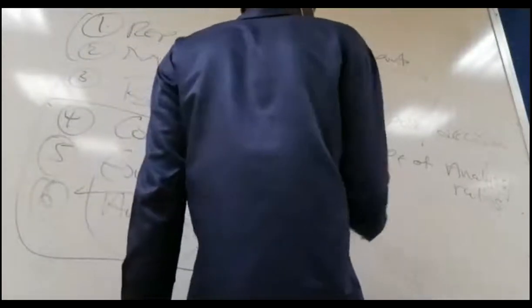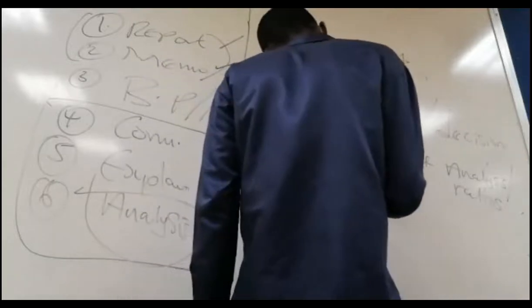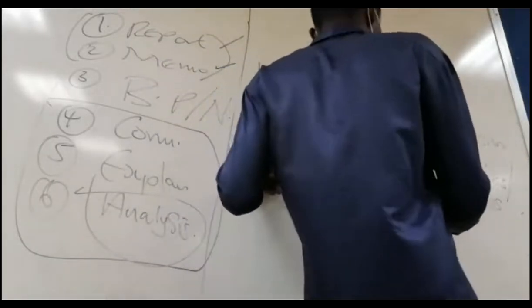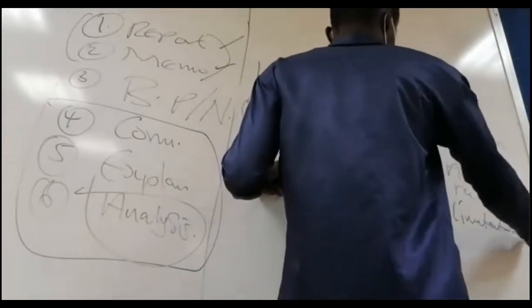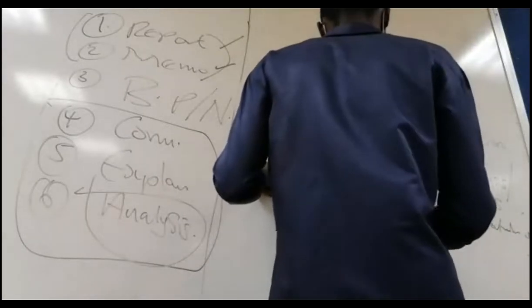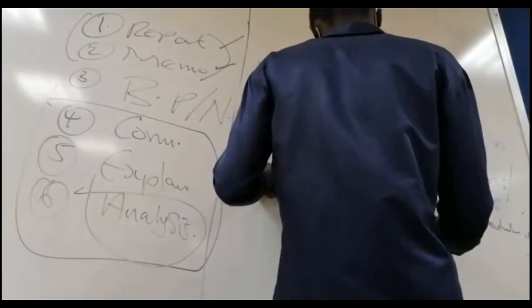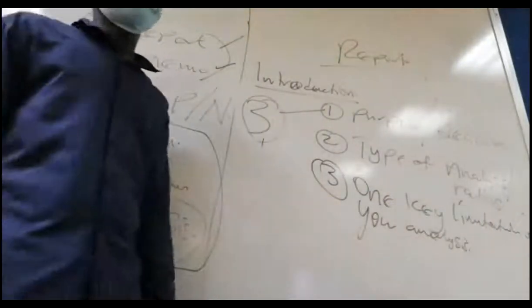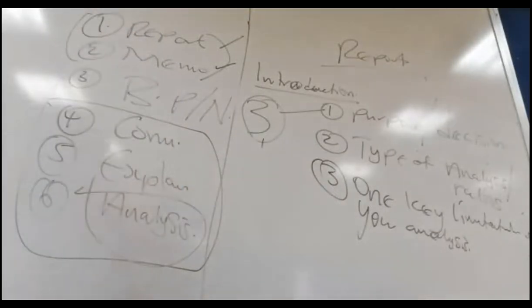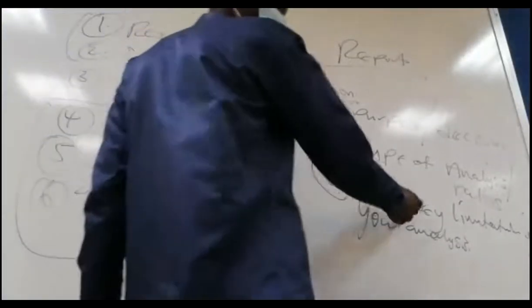At least tell us one key limitation of your analysis. The points are three. One, the purpose or decision. Two, the type of analysis or ratios. And then three, one key challenge or limitation of your analysis.